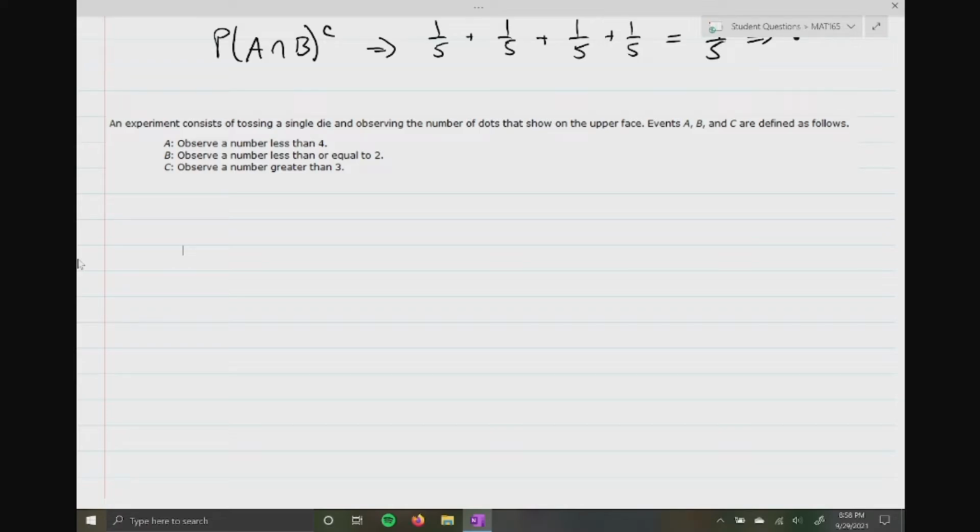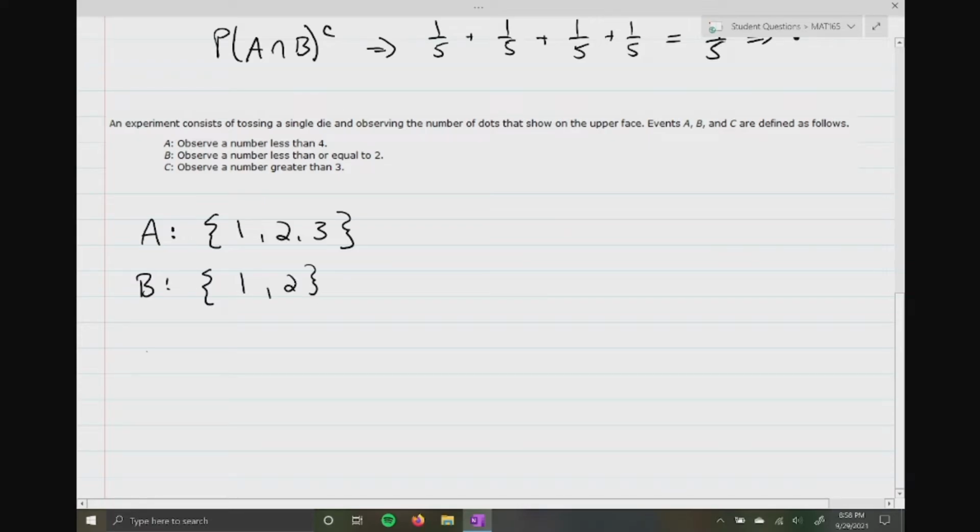So what I want to do first, before I do anything, is just label what these are. A is a number less than 4, so A is going to be 1, 2, and 3. B is a number less than or equal to 2, so that's only 1 and 2. Now C is observing a number greater than 3, so that's going to be 4, 5, and 6.